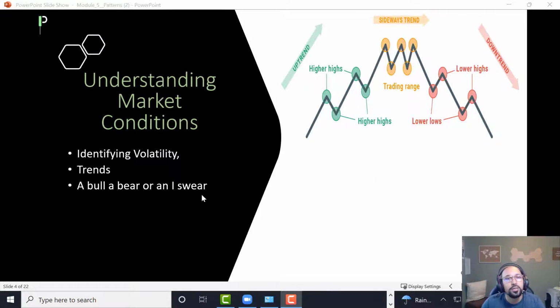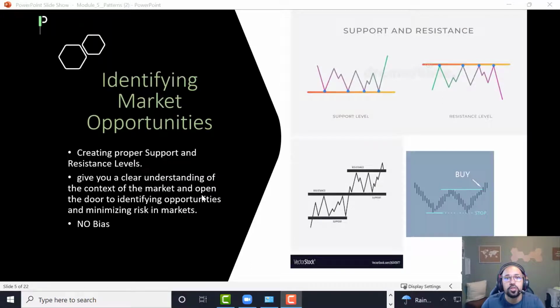Moving us over into tip number 2. Tip number 2 is learning to identify market opportunities. The way we can see this here, support and resistance on the right hand side. The way you're going to do this is create proper support and resistance levels.